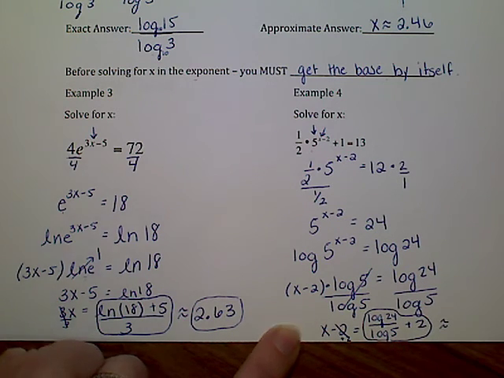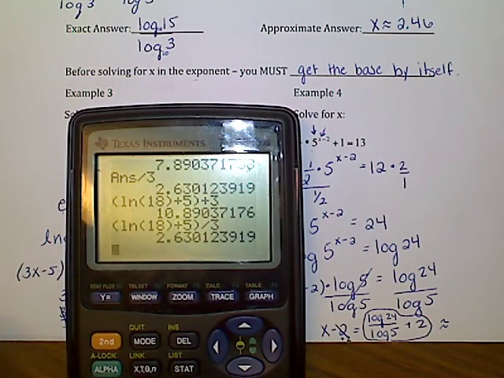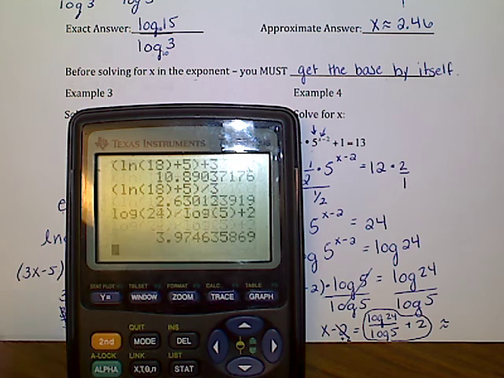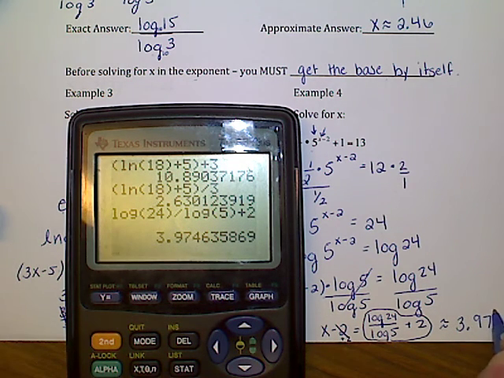And then when we plug that in, we're going to do log 24 divided by log 5. Close that parenthesis around the 5 and then say plus 2. And we have 3.97 as our approximate.